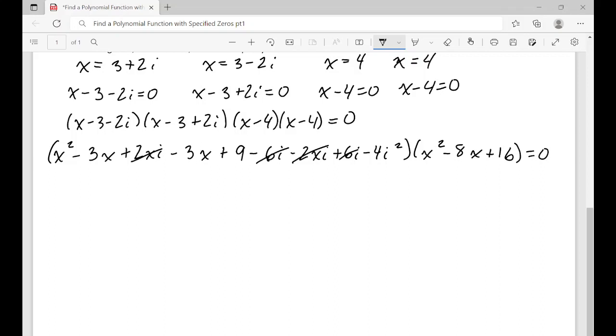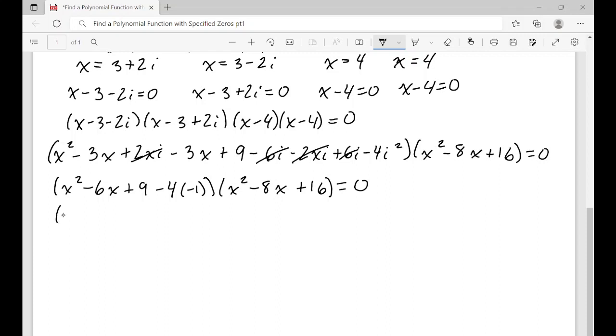And then here we can just combine like terms. So we're going to get x squared minus 6x plus 9 minus 4 times negative 1 because i squared is -1. Then x squared minus 8x plus 16 equals 0. And then we're going to combine everything over here. So x squared minus 6x plus 13, then x squared minus 8x plus 16 equals 0.